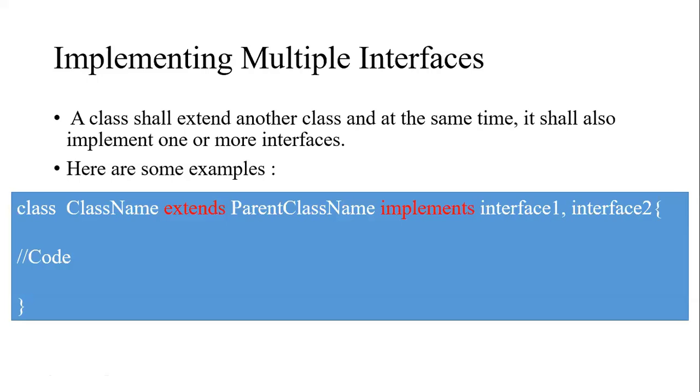So much bigger class definition, right? But once you know the concept, you will understand why they are writing extends followed by implements followed by interface 1, comma interface 2, right?